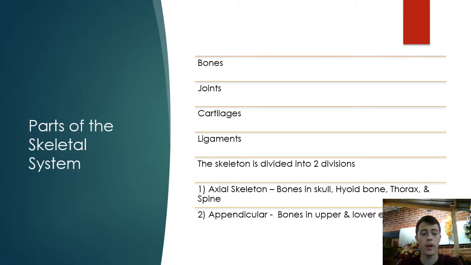The human skeleton system is a complex division made up of bones, joints, cartilages, and ligaments. The skeleton is divided into two divisions. Number one is the axial skeleton, which includes the bones in the skull, the hyoid bone, the thorax, and the spine. And then the appendicular section includes the bones in the upper and lower extremities.